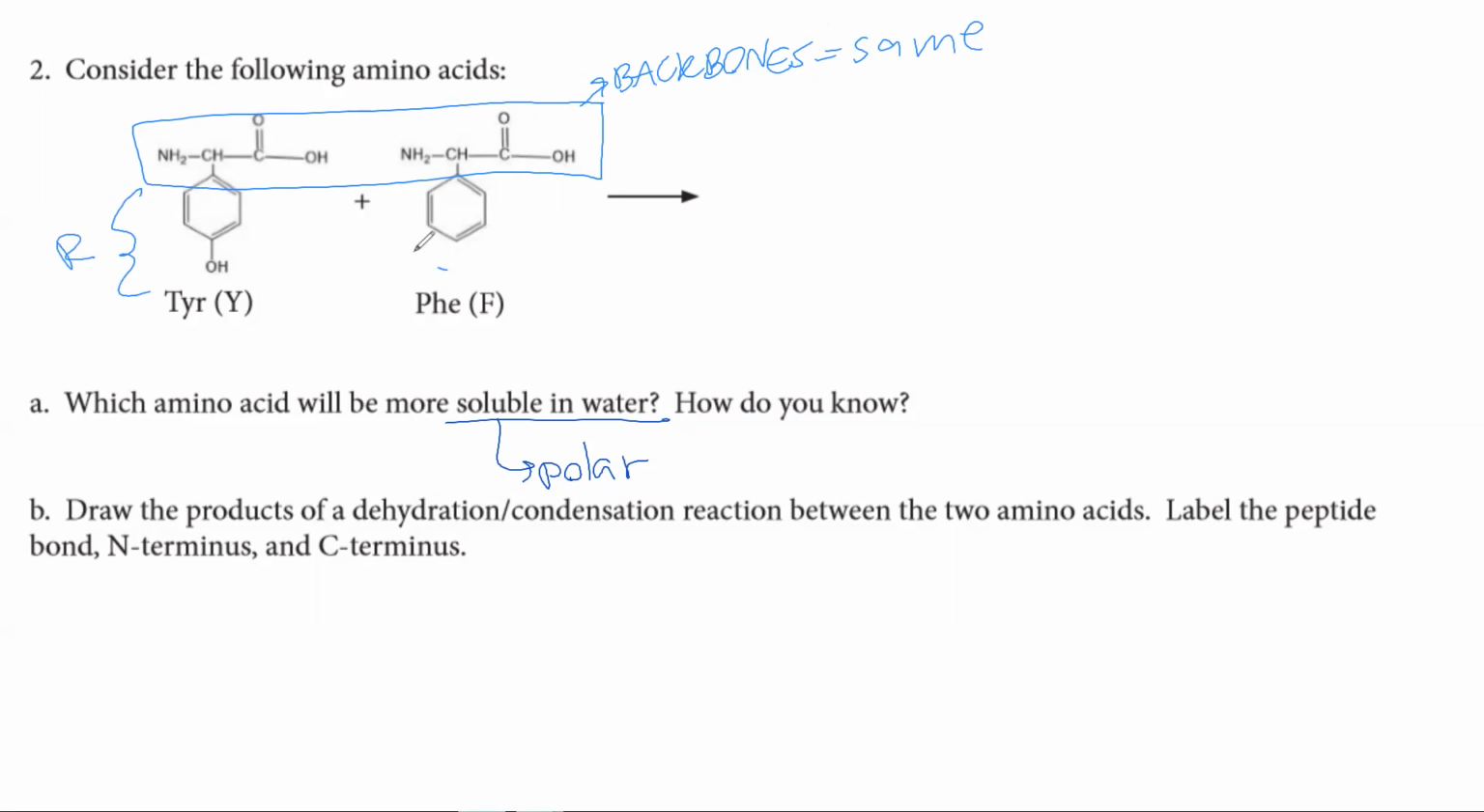And when you look at the R group of phenylalanine, you see lots of carbons and hydrogens, so it's nonpolar. And when you look at the R group of tyrosine, you see, okay, there's an OH group, that makes it a little different. That makes it polar, like dissolves like. So tyrosine will be the one that is a little bit more soluble in water.